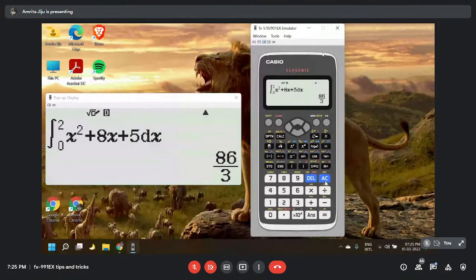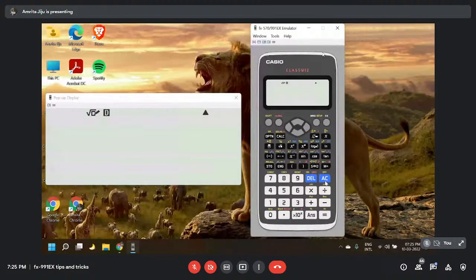And if you want to differentiate a particular function with respect to a particular value, then you have to use the same button, but this time you have to use the shift button first.